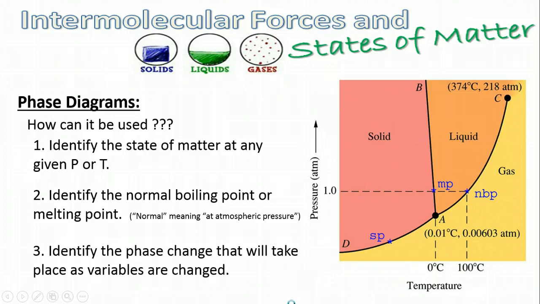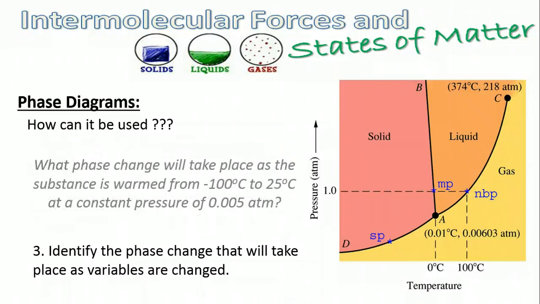Third and finally, you can identify different phase changes that will take place as variables are changed. A sample question for this could be, what phase change will take place as the substance is warmed from negative 100 degrees Celsius to 25 degrees Celsius at a constant pressure of 0.005 atmospheres. Start off and find the pressure being mentioned. You could estimate 0.005, maybe around right here. And the temperature being mentioned is negative 100. I'm just going to place it somewhere around right here.